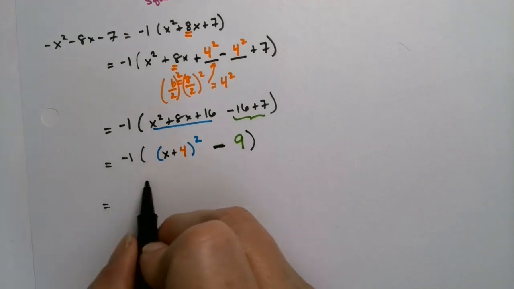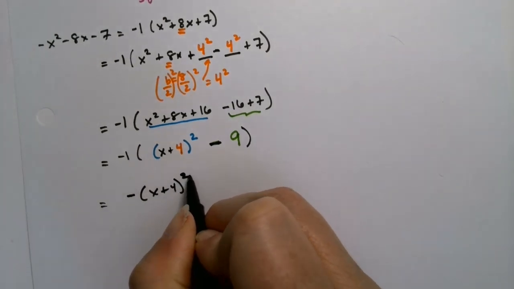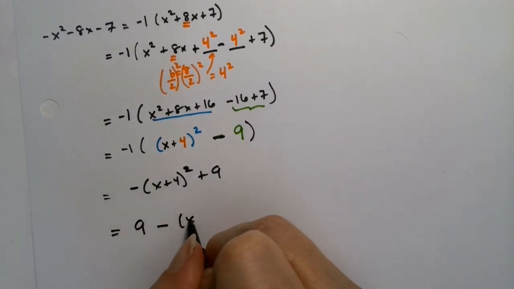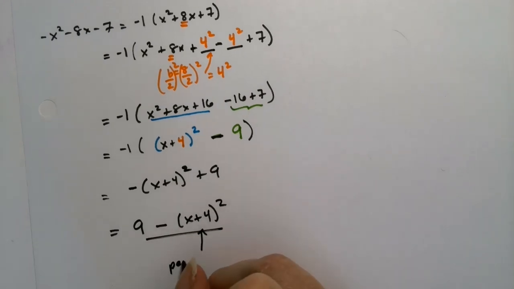And now what about the negative in front? Well, you just rewrite it. Then it's negative x plus 4 squared plus 9. Nobody in their right minds would write it like that. They would do this. That's a perfect square.